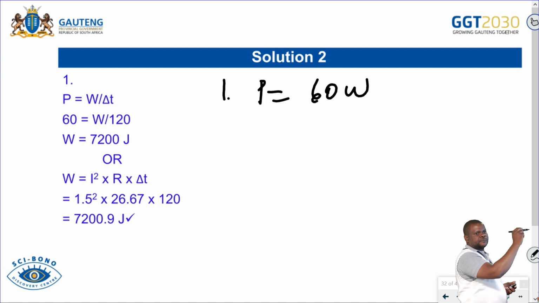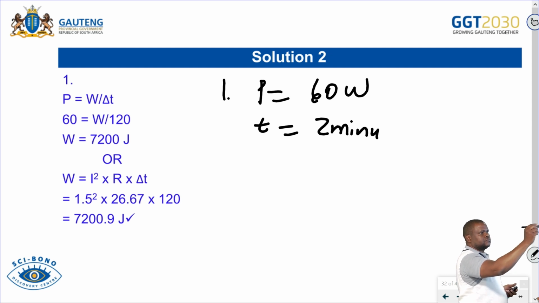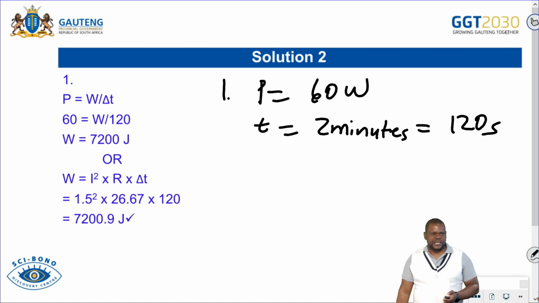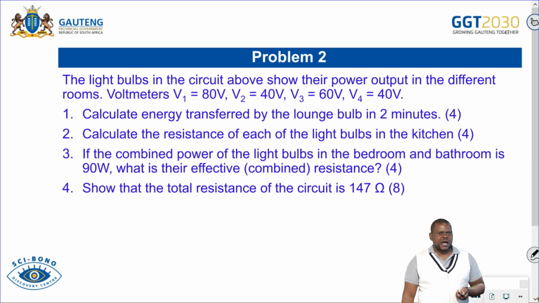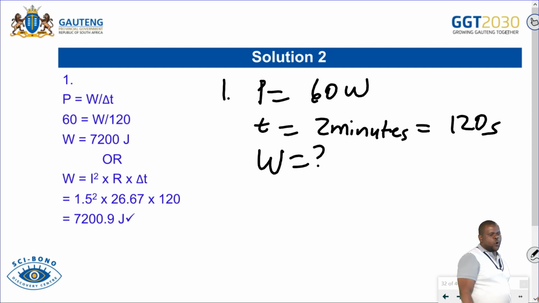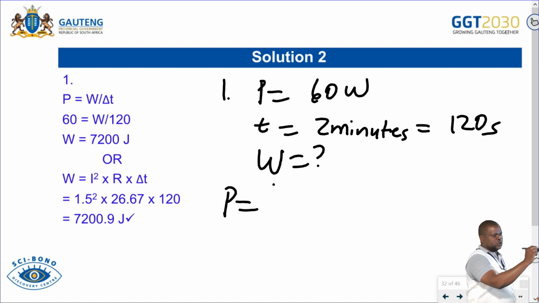The time we are given is 2 minutes, which is equal to 120 seconds, because each minute is equal to 60 seconds. Now, question number one says calculate the energy, so W is unknown. Because we have P, we have t, and we have W, we can say P is equal to W over change in t.